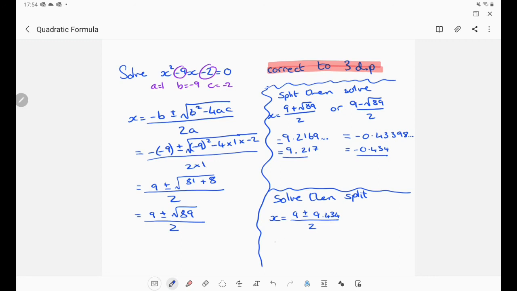You then split it into x equals 9 plus 9.434 divided by 2, and 9 take away 9.434 all divided by 2. To your calculator you go and you type it in, and what will come out is the exact same answers we had before. Now what this means is that you can make an executive decision based on the question of the best way to find the answer.